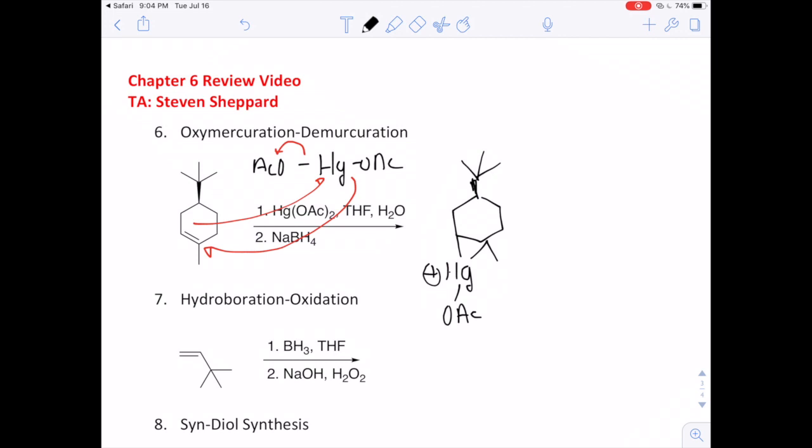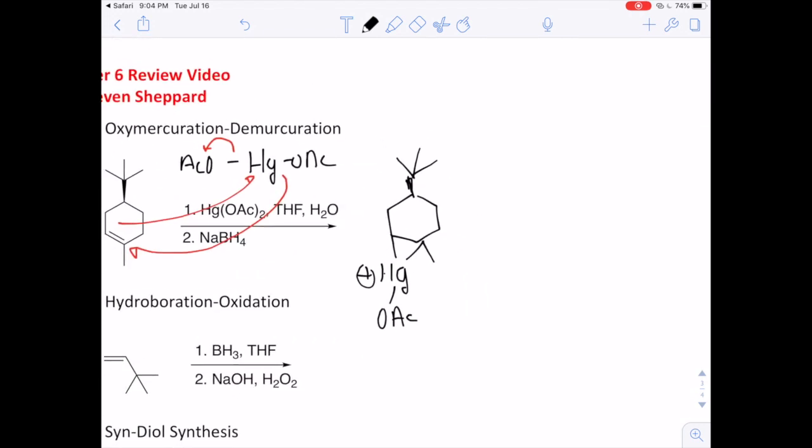Okay, so that's the cyclic mercuric acetate intermediate, and recall that bridge can either form on a wedge orientation or it could have formed on a dash orientation, but it's not going to be important yet. Okay, so we have that in step 1. As well in step 1, we also have a molecule of water.